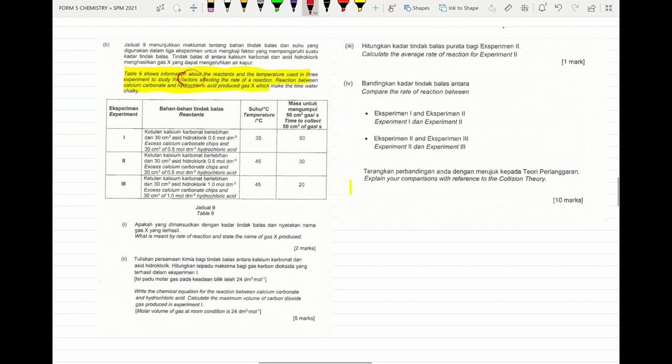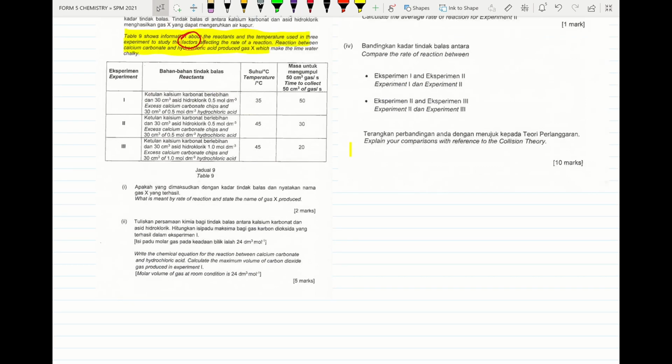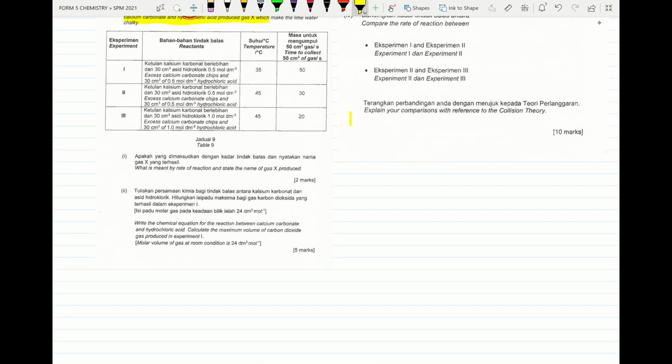Please remember, more than one factor here. All right. Reaction between calcium carbonate and hydrochloric acid. Calcium carbonate, CaCO3, reacts with hydrochloric acid. So we try to check the first question: what is meant by rate of reaction, and name the gas X.